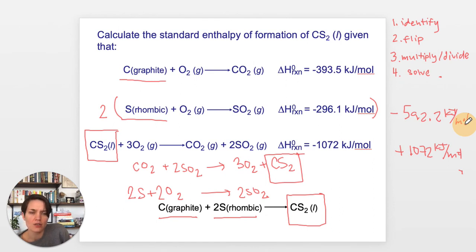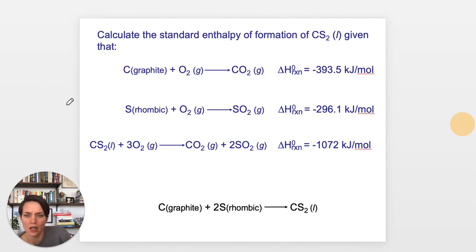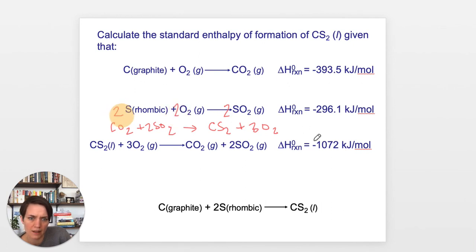Okay, so now I want to make sure that everything cancels out. So I'm going to let this clear so that we can see what that looks like. All right, so these are the manipulations that I made. This needed to be flipped. So now it's CO2 plus 2SO2 going to CS2 plus 3O2. And these all have a 2 in front of them. Now this is positive, and this is negative 592.2.